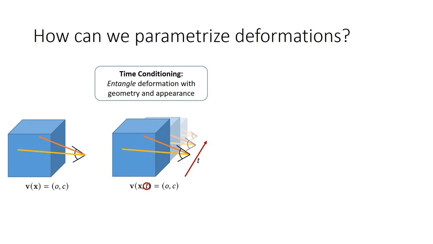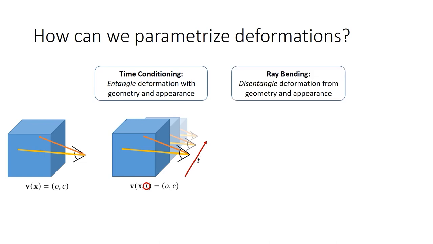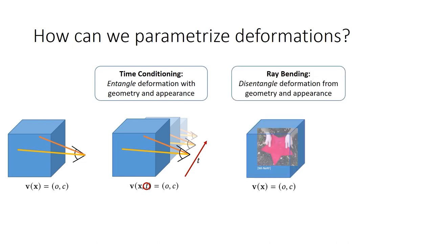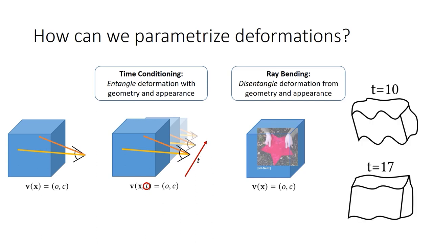To disentangle deformations from geometry and appearance, we can represent the dynamic scene using a static canonical radiance field and a separate deformation field. We use space warping to deform the underlying canonical volume. Let's consider the same dynamic scene at two different time steps. Since the space warping has deformed the volume, we can render the deformed state using straight rays. This is the idea behind ray bending, but how is it realized in practice?